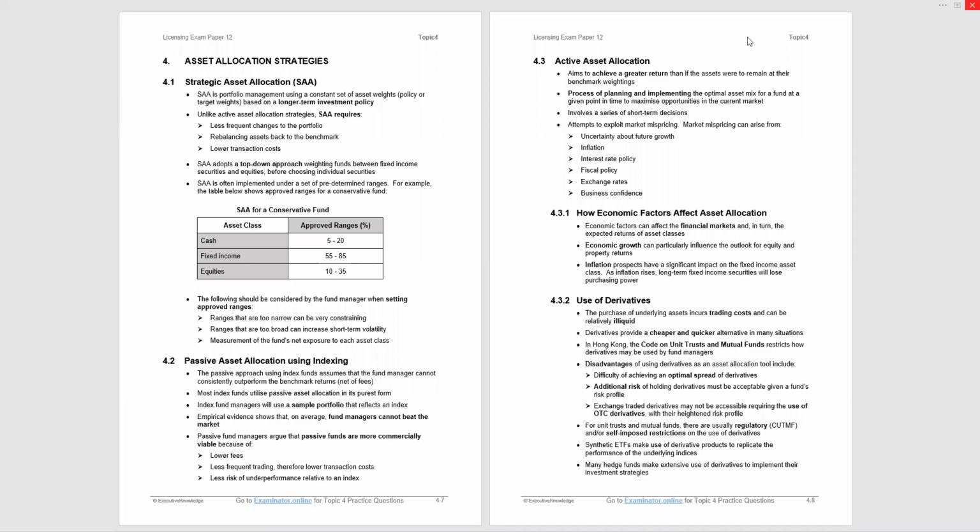Continuing with topic 4 of paper 12 under section 4.3 active asset allocation, we're now going to look at the use of derivatives in active asset allocation, and that's paragraph 4.3.2 on page 4.8. Now, do we use derivatives in active asset allocation? Yes, it can be done, but there is a bit of regulation around them from the Code on Unit Trusts and Mutual Funds that we will look at very shortly.